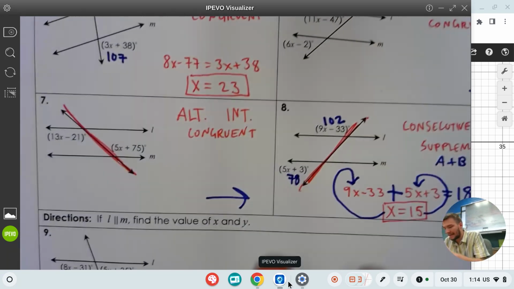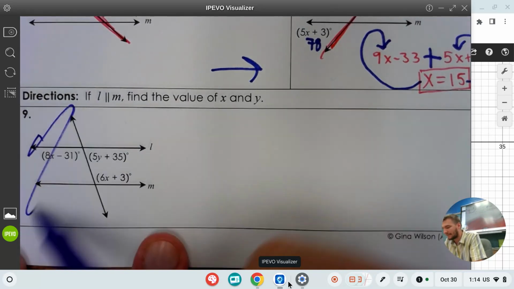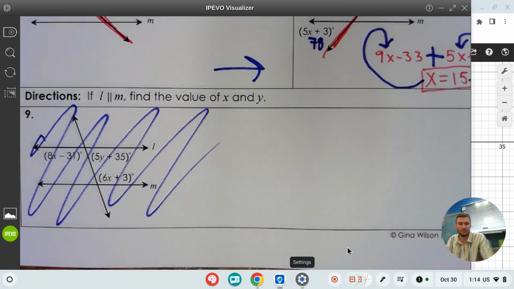All right, the next question has X's and Y's in it. We're not really worried about this, especially not today. So we're done with the notes. Nice job. Appreciate you paying attention. Not too bad today.